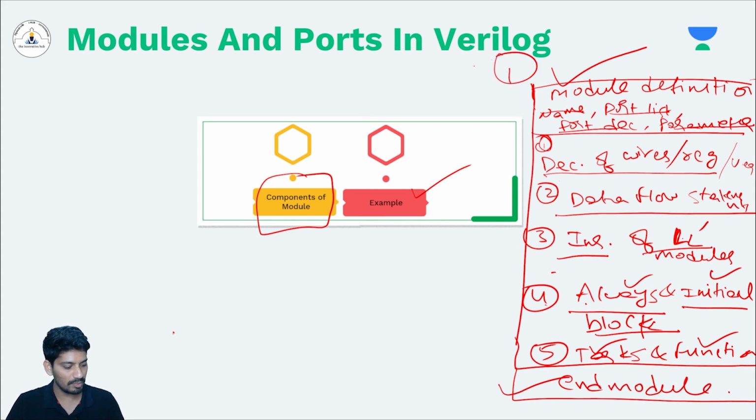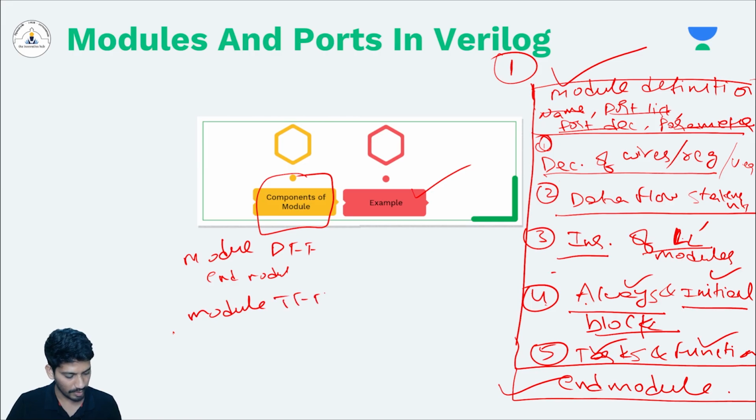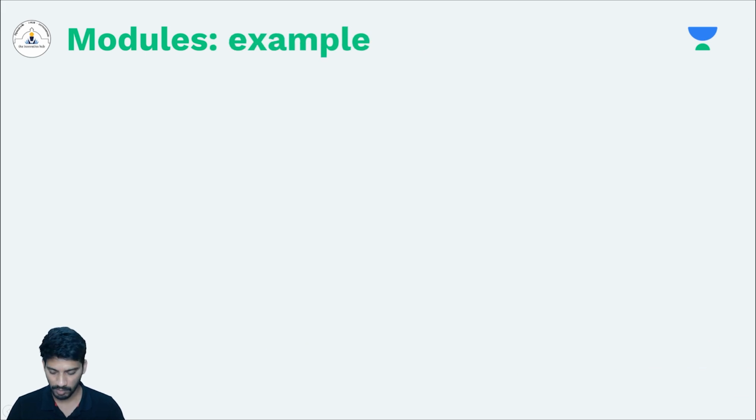You can put as many modules as you want in a single Verilog file. Like I can put module D flip flop and end that module. I can put module T flip flop and end that module. Similarly, I can put any number of modules in a single file. Okay, so let's see an example of how a module looks.